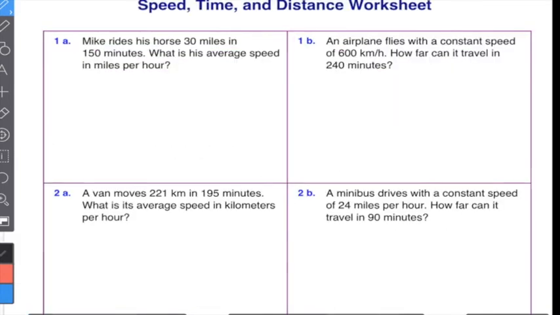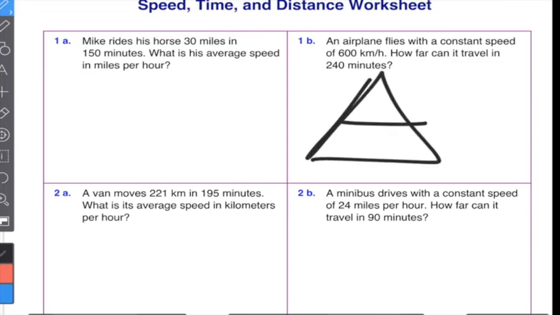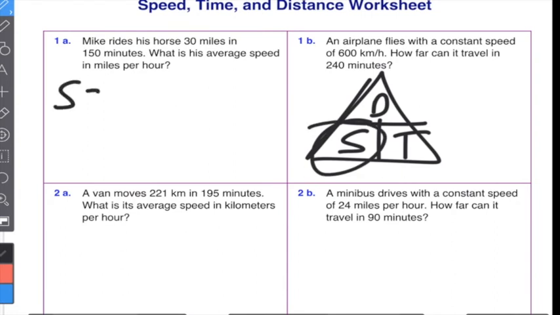Okay, so let's just go over one of these problems. I think you could do these. Again, this is distance, speed, and time. Speed is rate. All right, so let's just look at the first one. Mike rides his horse for 30 miles in 150 minutes. What's the average speed? We need to figure out speed, so it's going to be distance divided by time. Speed equals distance divided by time.